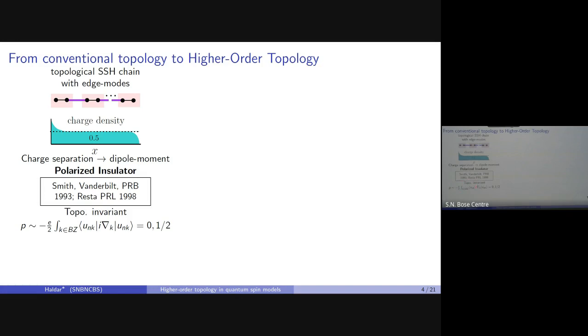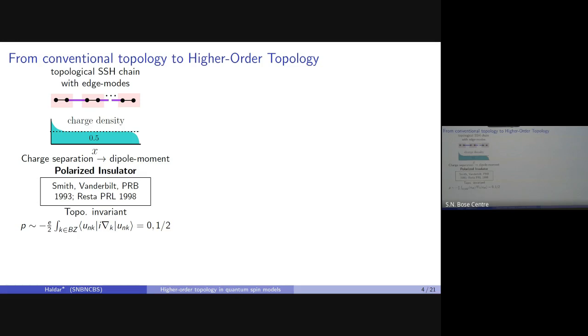This is how the topological invariant for this system looks, the formula for it. You must have already seen this formula in your previous workshop. These are just the Bloch wave functions, and you are calculating the expectation of the gradient operator in momentum space and integrating over the Brillouin zone. You can also show from arguments of topology that this polarization will be quantized to zero or half. It turns out this idea is the key to get to higher order topology.